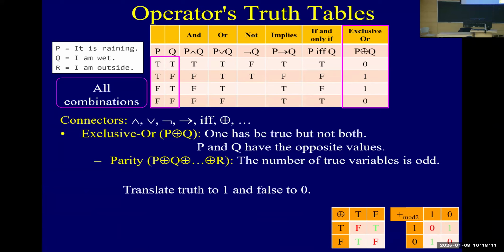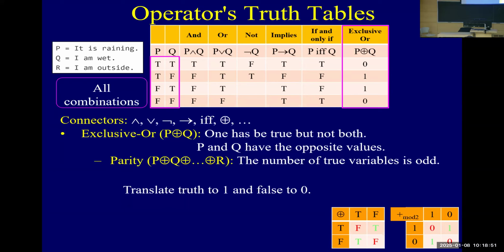So in Boolean algebra, we often do multiplication and addition mod a prime, and 2 is a nice prime. If you do addition mod 2, then 1 plus 0 is 1, and 0 plus 1 is 1, but 1 plus 1 is 0, right? 1 plus 1 is 2, which mod 2 is 0, right?